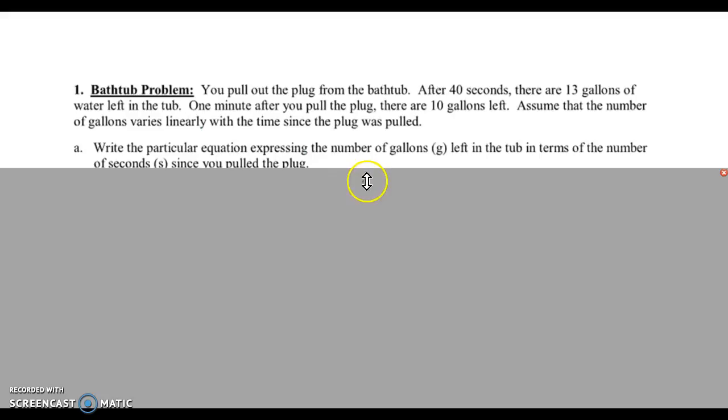In this first problem, called the bathtub problem, it's giving you information about pulling a plug out of the bathtub. This may seem familiar to you a little bit. After 40 seconds, there are 13 gallons of water left. 1 minute after you pull the plug, there are 10 gallons left. Assume that the number of gallons varies linearly with the time since the plug was pulled.